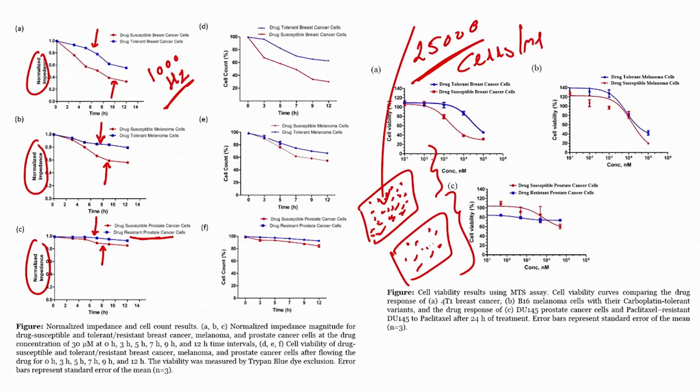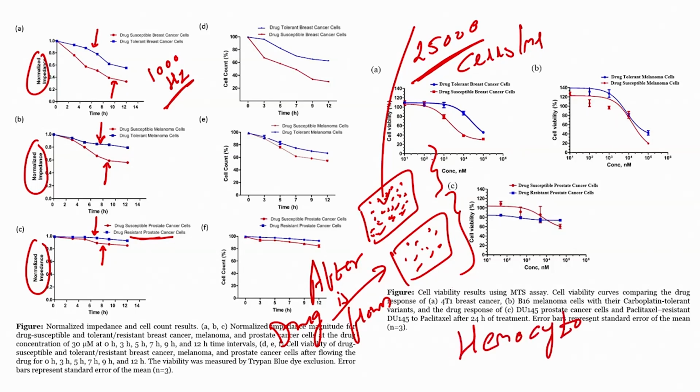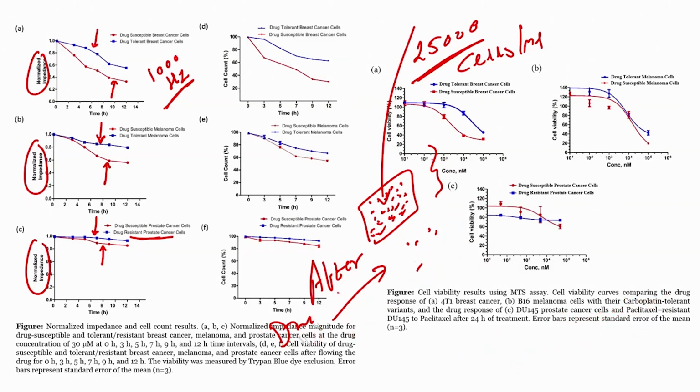Now, when we recover these cells after the drug is flown, if we recover these cells and count them using a hemocytometer, a hemocytometer is used to count cells, live or dead. So, using a hemocytometer we can count the number of cells.